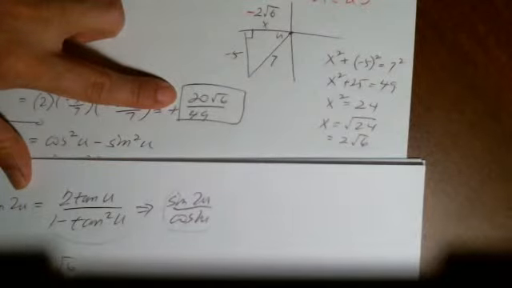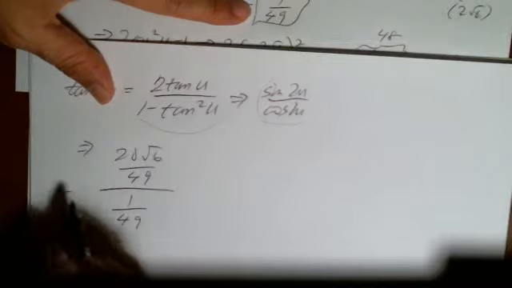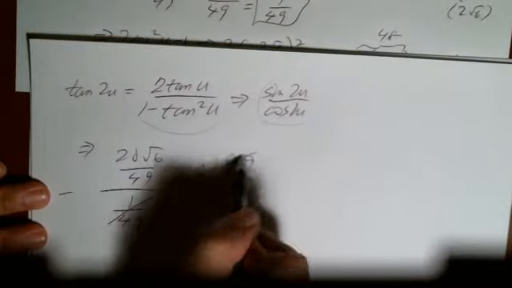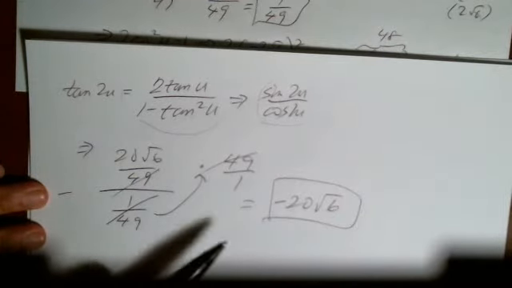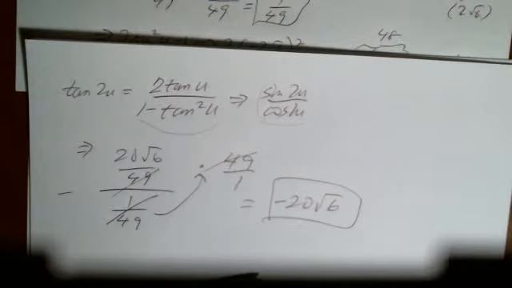20 radical 6 over 49 divided by cosine, which is negative 1 over 49. I put the negative in front. To do that, I multiply by the reciprocal, which is 49 over 1. These cancel, and it was negative 20 radical 6. Hopefully, that's the answer in the back of the book. I'm not quite sure, but I hope so anyways. Good luck on your test, everyone.